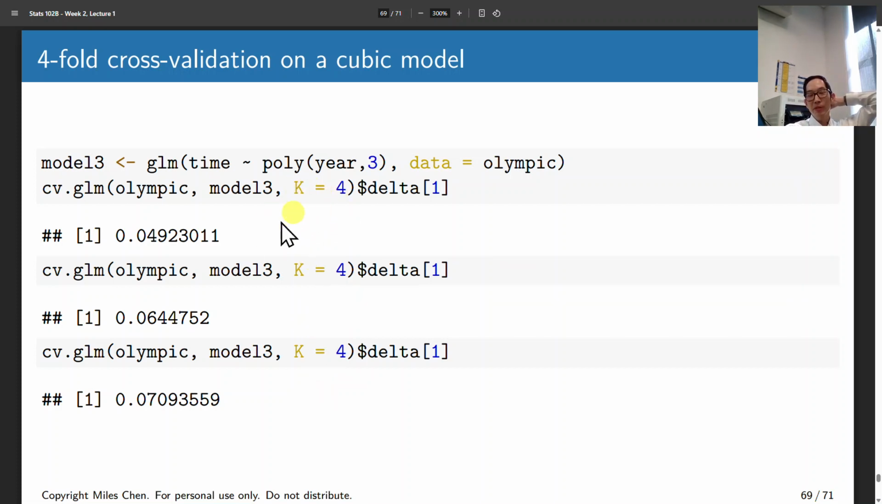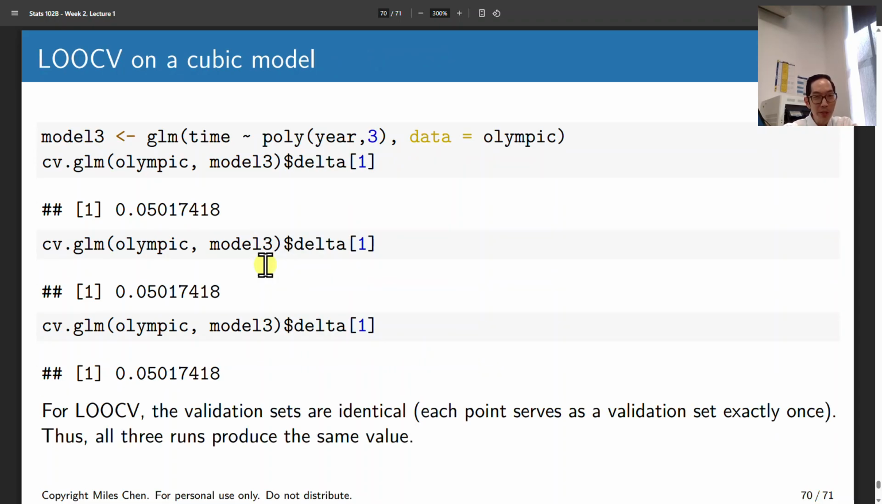So with these 4-fold cross-validations, there's randomness at play. That is one of the disadvantages of k-fold cross-validation, that it is subject to randomness, and so we do recommend that you run k-fold cross-validation multiple times to make sure you find the best model there. Okay.